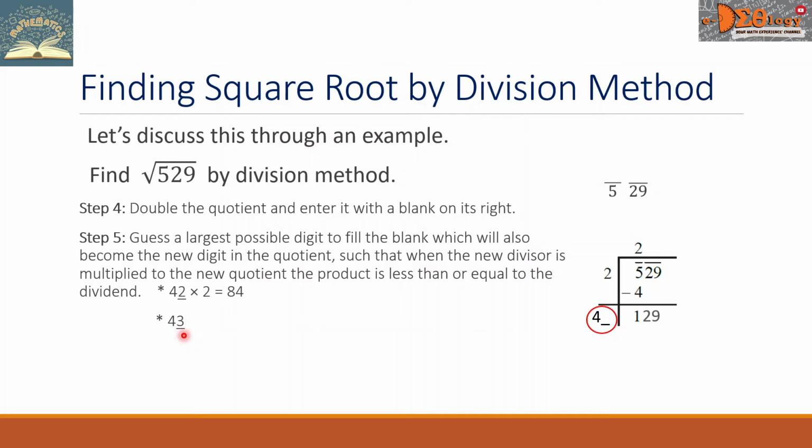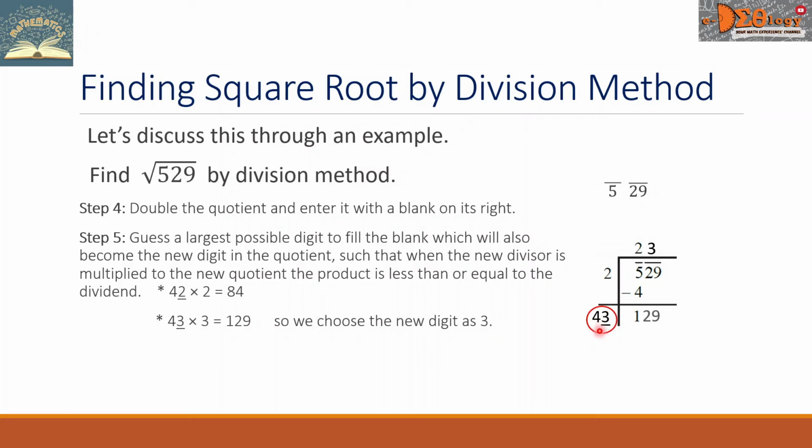Suppose we put 3 after the number 4. So this time we have 43. Since we write here 3, we are going to multiply 43 by 3. And the product is 129. And from here we can see that this value is equal to the new dividend. So in here we're going to choose the number 3.